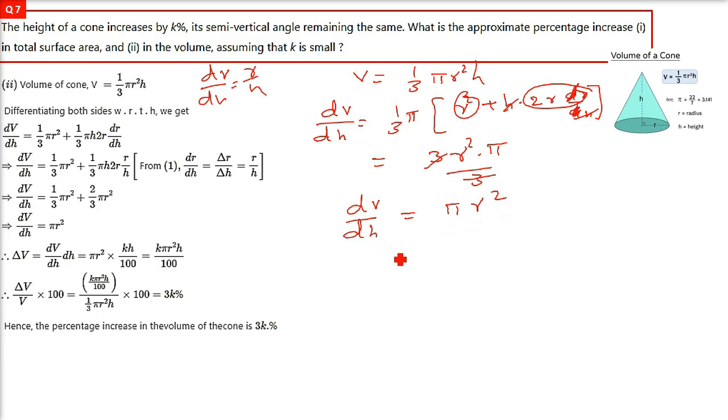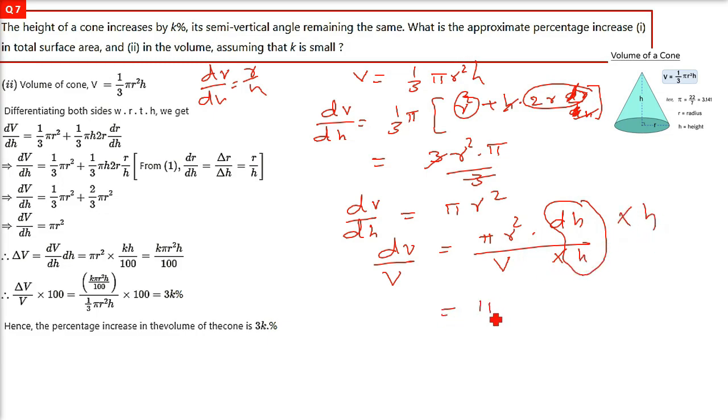Now take this dh on the right hand side. So you get dv as pi r square into dh. Now just make it the way we are fond of making it, as a percentage error. dv by v, so you have to multiply v. If you are multiplying v here or dividing v here, you have to have a v here also. And then you have to have an h in the numerator also. That is because we want dh by h.